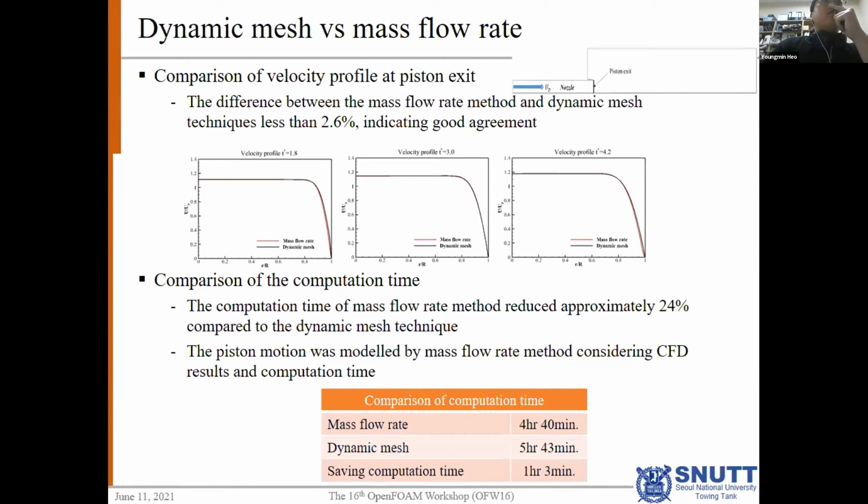Next, I compare the results of the dynamic mesh technique and the mass flow rate method. The difference between the mass flow rate method and the dynamic mesh technique is up to 2.6%, indicating good agreement. Also, the computational time of the mass flow rate method is reduced by approximately 24% compared to the dynamic mesh technique. The implementation method of the piston motion was modeled by the mass flow rate method, considering CFD results and computation time.